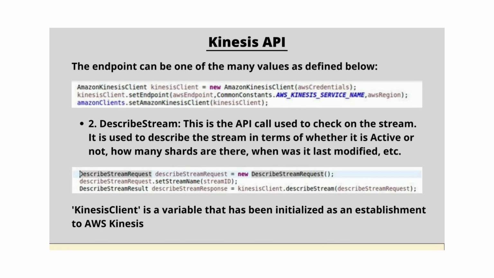Second one is describe stream. This is the API call used to check on the stream. It is used to describe the stream in terms of whether it is active or not, how many shards are there, when was it last modified, etc. As you can see in the mentioned image, Kinesis client is a variable that has been initialized as an establishment to AWS Kinesis.